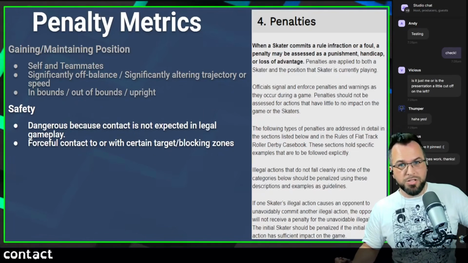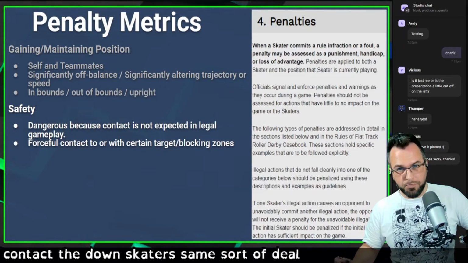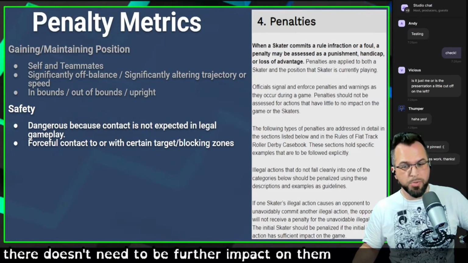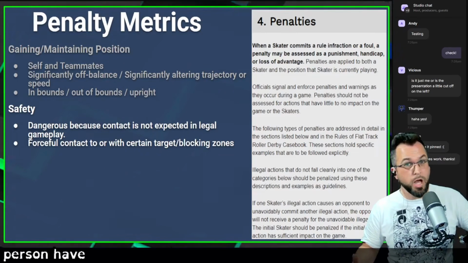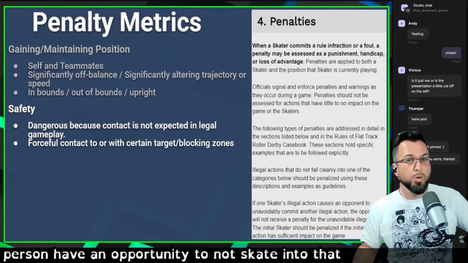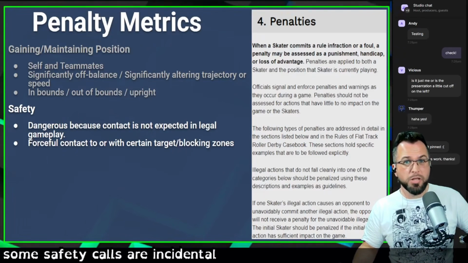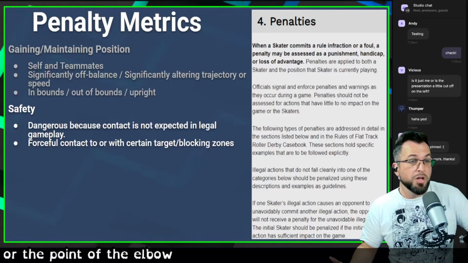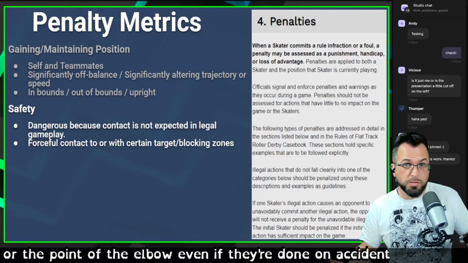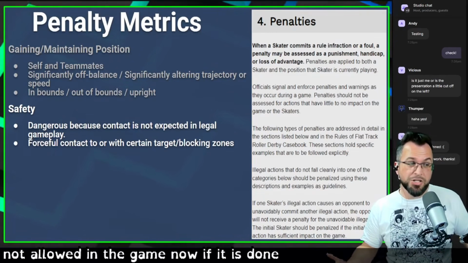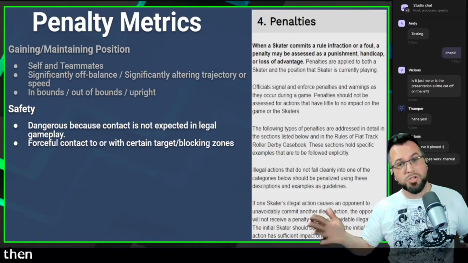Contact to down skaters, same sort of deal. There doesn't need to be further impact on them. It's just, did that person have an opportunity to not skate into that down skater or not? Yes or no. Some safety calls are incidental, like striking with the point of the knee or the point of the elbow. Even if they're done on accident, it's still not allowed in the game. Now, if it is done very obviously intentionally, then you're maybe getting into expulsion conversations.